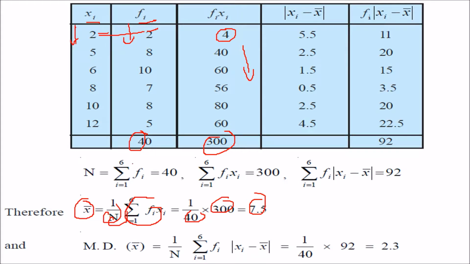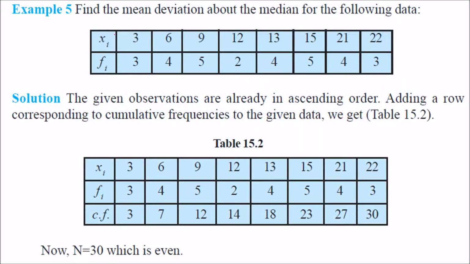And then this xi minus x bar we have found out. And now fi multiplied by the absolute value of xi minus x bar, this one multiplied by this one, and then taking sigma. Sigma means summation of all these. So that will be 92. 92 by 40 is 2.3. This is how we find it out.